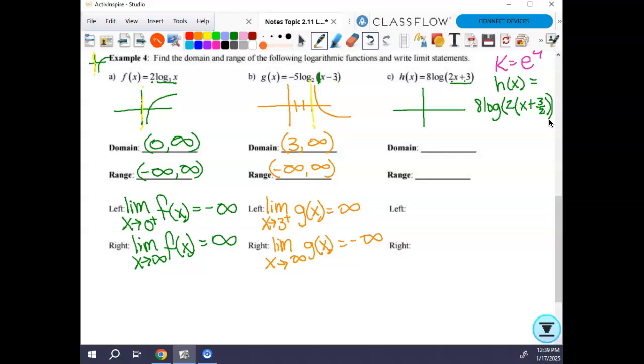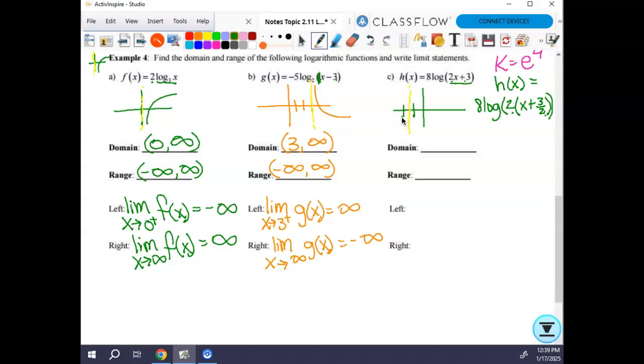So now that I have it factored out, I can look at this as my horizontal compression and this as my translation. So that means I go to the left 3 halves. 3 halves is like 1.5. So it's right here. The 2, which is the horizontal compression, squishes things together, but it doesn't move anything, and I'm not being exact with my numbers anyway. And then the 8 stretches it, but really all I care about right now are the horizontal translations and the reflections.